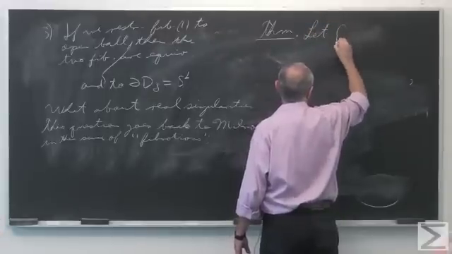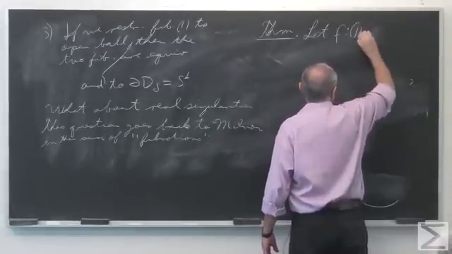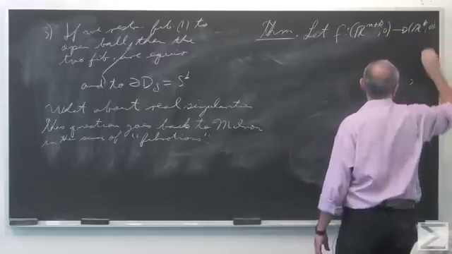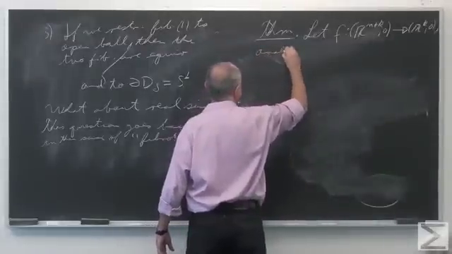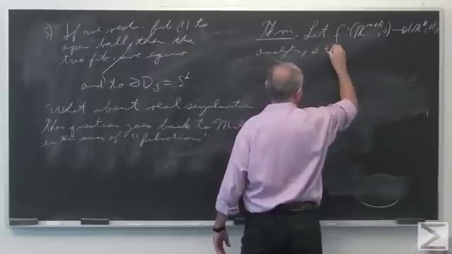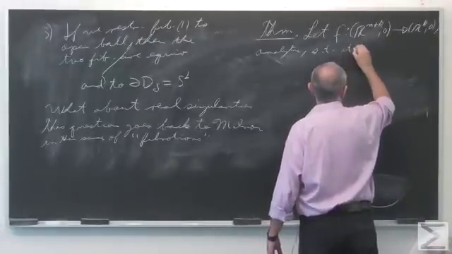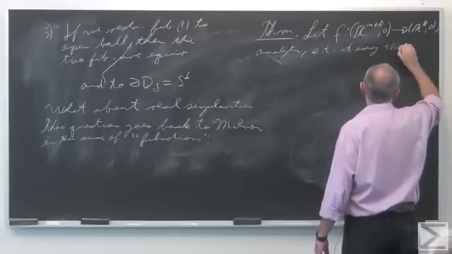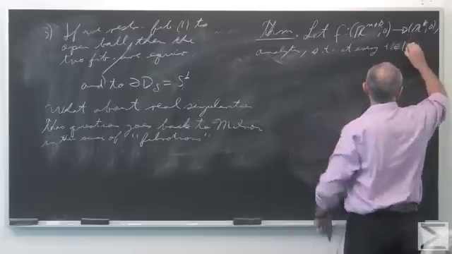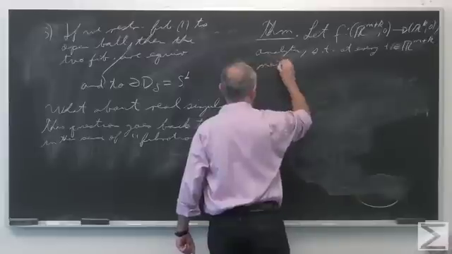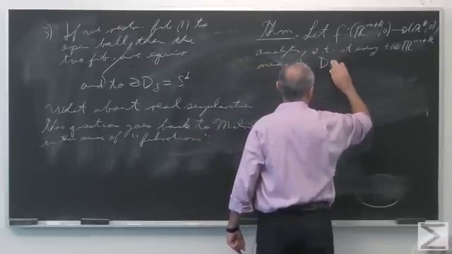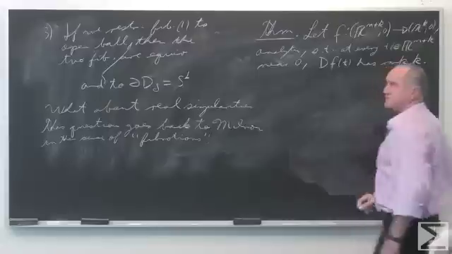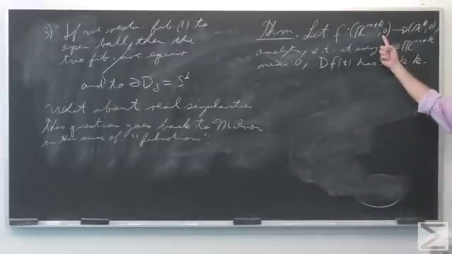Let f be now a map germ from R^(m+k) into R^k, analytic, such that at every point t in the domain near the origin, the derivative has rank k. So it is a submersion at every point in a punctured neighborhood of the origin.